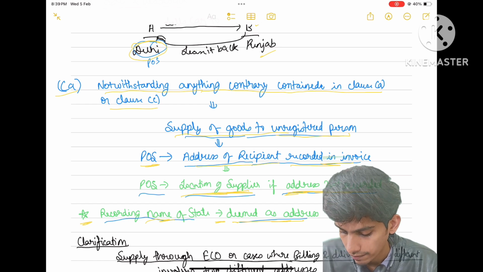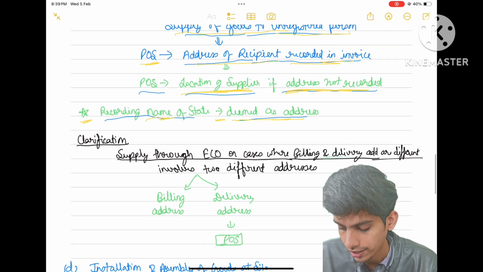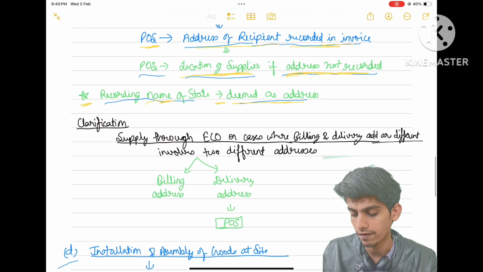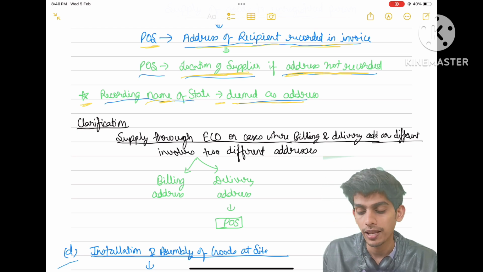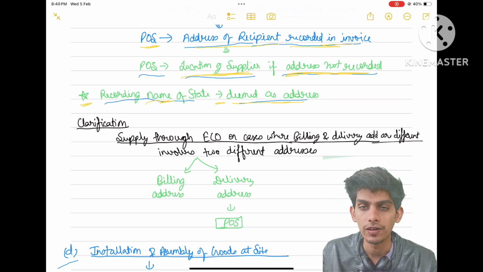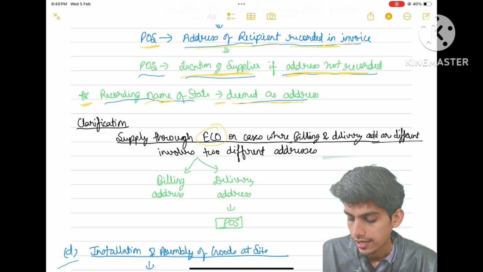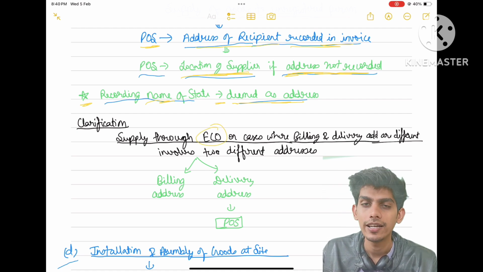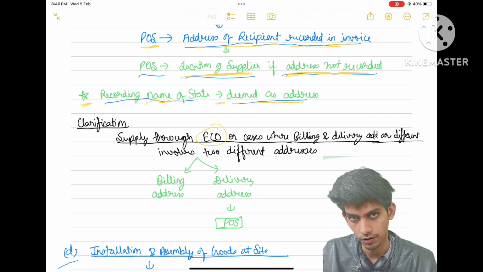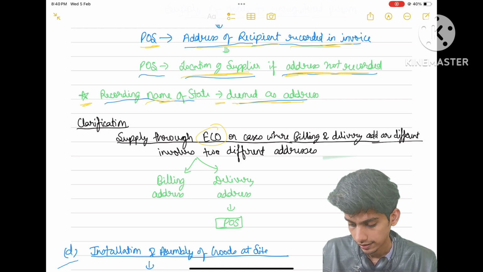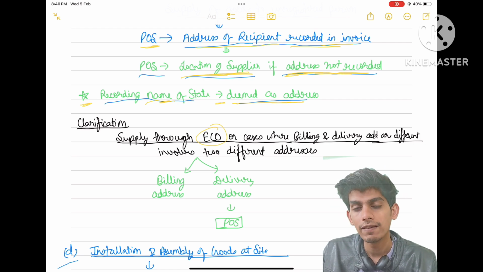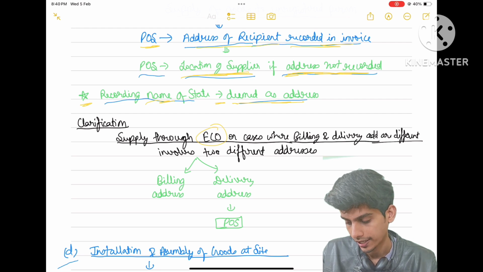Okay, so one clarification we have for this section, notified by government, is that when the goods are supplied through an e-commerce operator like Amazon, Flipkart, or in cases where billing and delivery address are different, in that case, we will assume the delivery address as the place of supply.